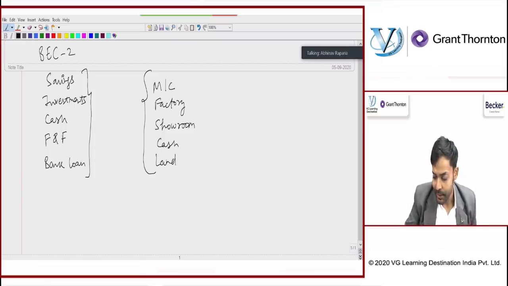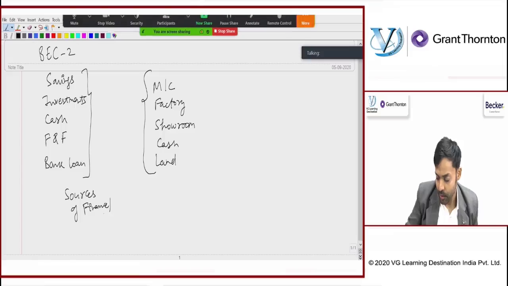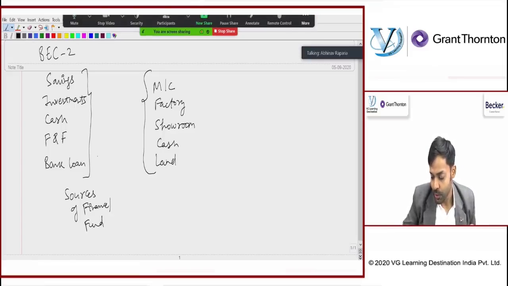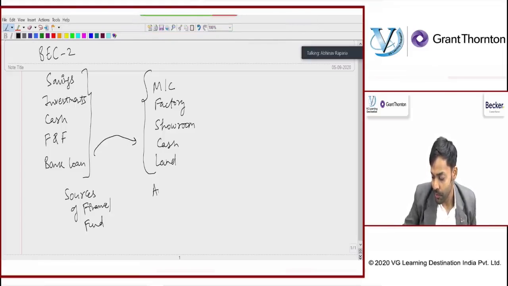So these are what is generally called the sources of finance, or the sources of funding. And when you use these sources for this, it's called the application of funds.